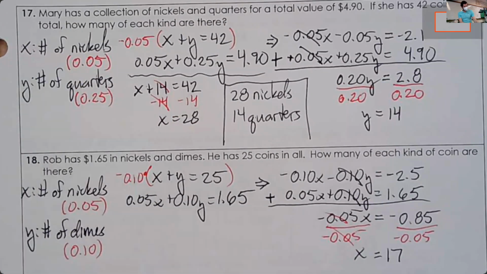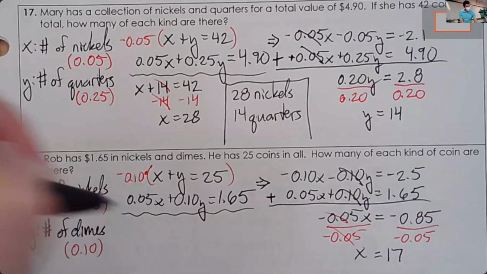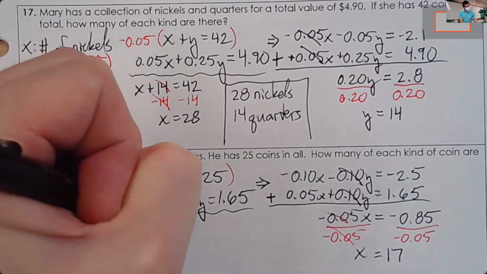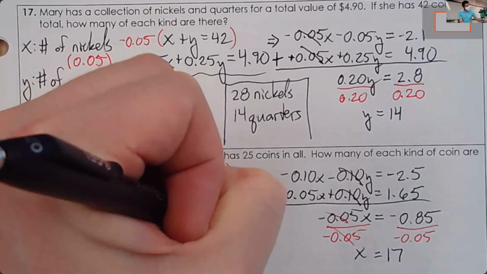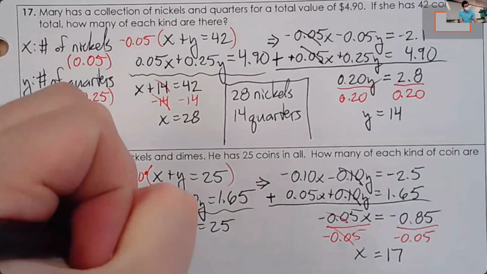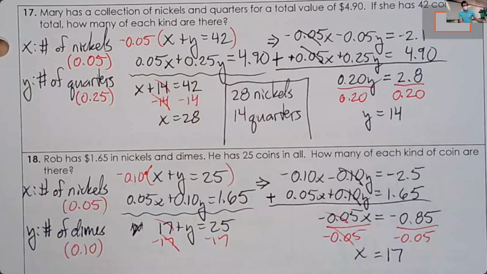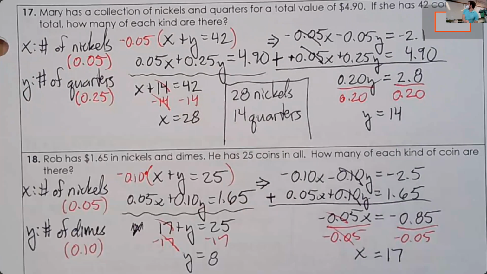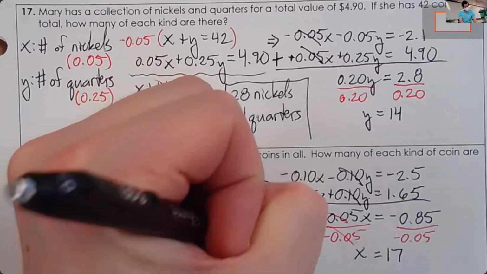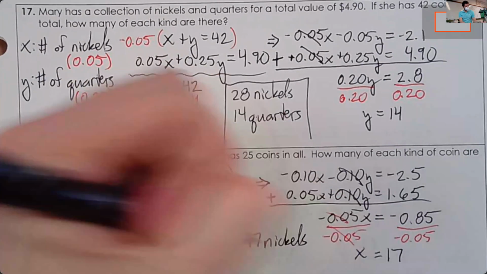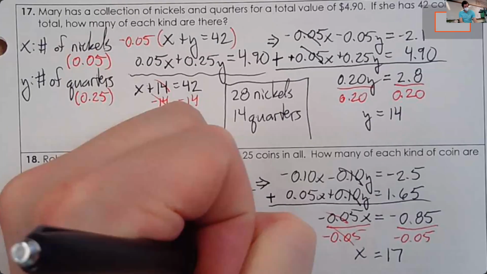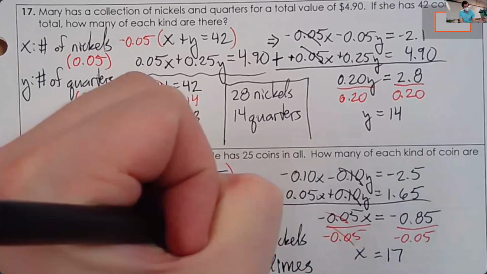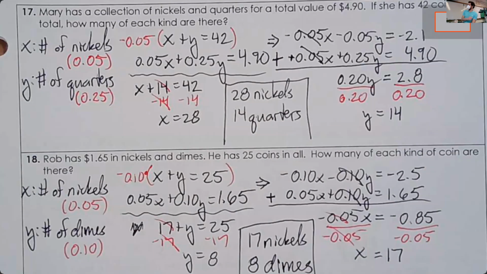Now that we have x equals 17, we can plug it into the very first equation and say x is 17, so 17 plus y equals 25. Subtract 17 from both sides. And y equals 8. So x is 17, so 17 nickels. 8 dimes. So y equals 8, so that's 8 dimes. There's our answer right there for number 18.